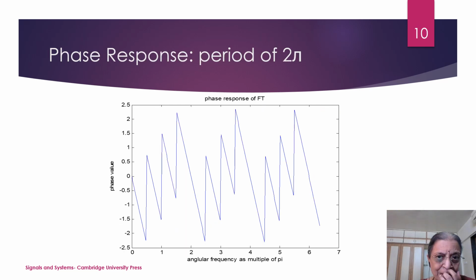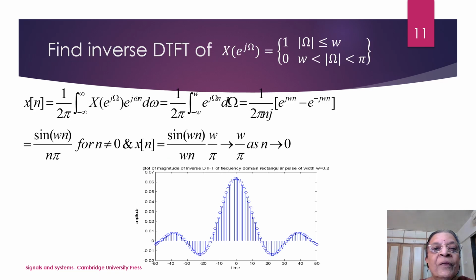Similarly, if you calculate the phase response, it will also have period equal to 2 pi. So the phase response varies from 0, this way, this way, this way, and it comes to this. Right. So you will find that the phase response has one complete cycle up to this point. Again, from 2 pi to 4 pi, it repeats itself. I hope you understand.